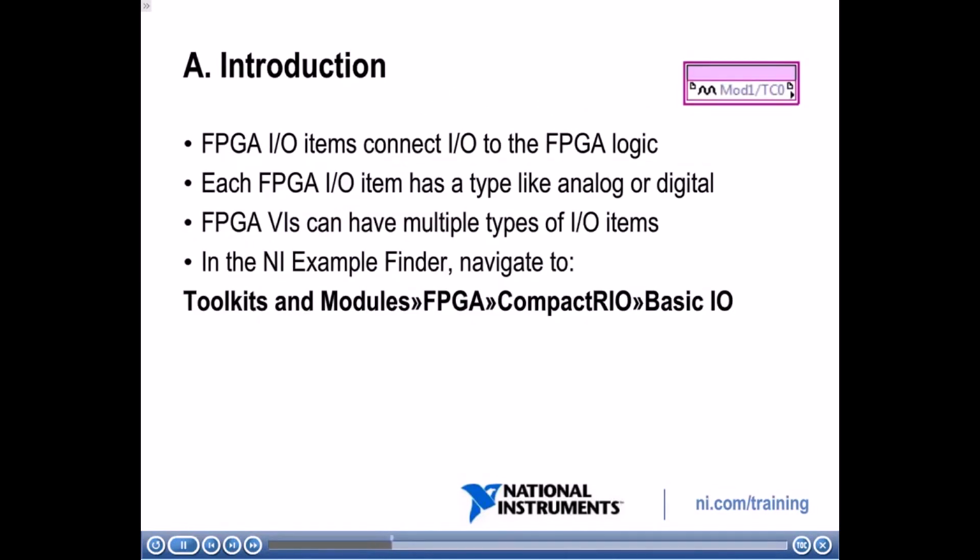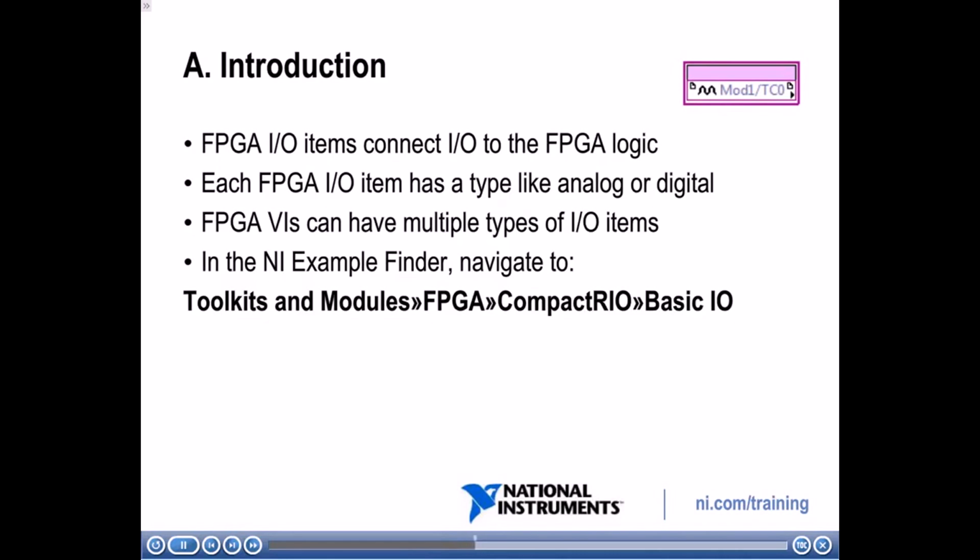On this slide on the top right, you see an example of an FPGA IO item. FPGA IO items connect the IO to the FPGA logic. This is the way that you'll get signals into and out of the FPGA. Each FPGA IO item has a type like analog or digital. So you might have an analog input that's coming into the FPGA, or you might have a digital output that the FPGA is sending out.